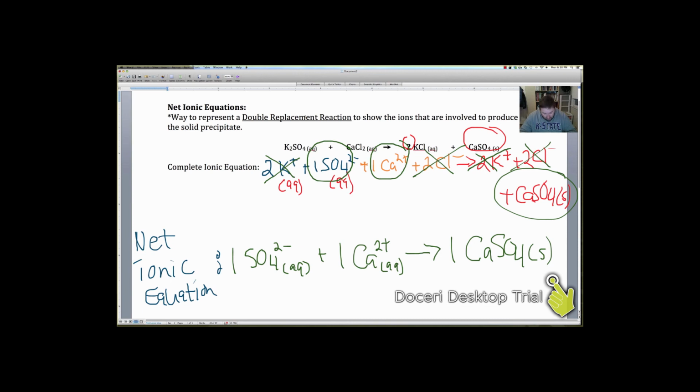If I don't include the 1s, because again, it's just understood to be 1 if they're not there, that's totally okay. If you want to put them, that's fine as well. But notice that I have all the parts that I need. I have aqueous ions on the reactant side going together to make 1 solid precipitate ionic compound on the product side. The only other thing to notice is that even though I wrote the sulfate first and the calcium second, you always write the metal or the positive ion first and the negative ion second when I make an ionic compound.